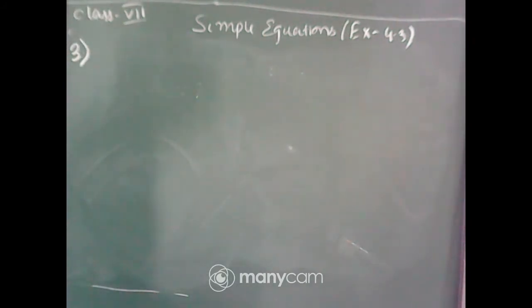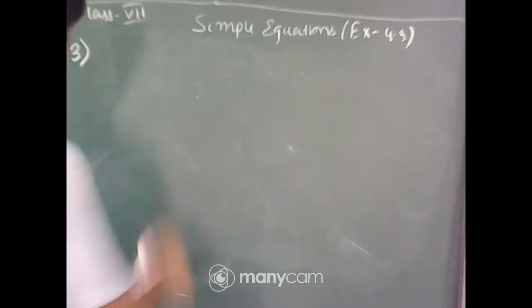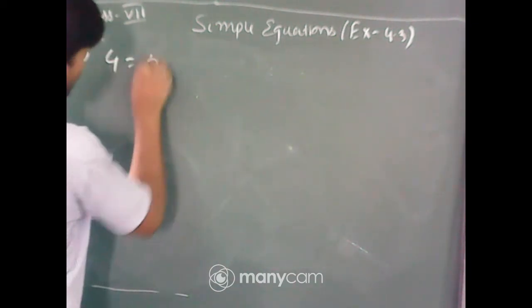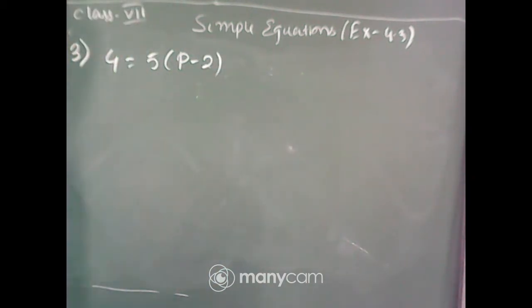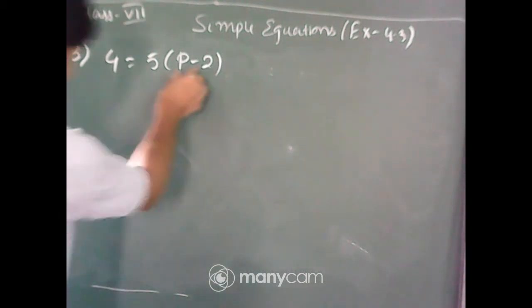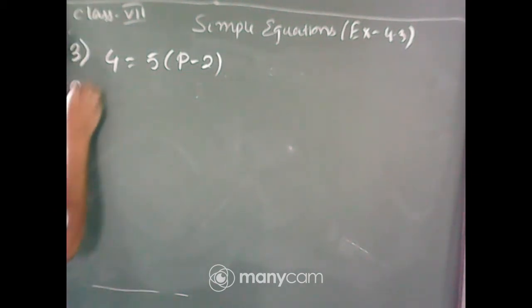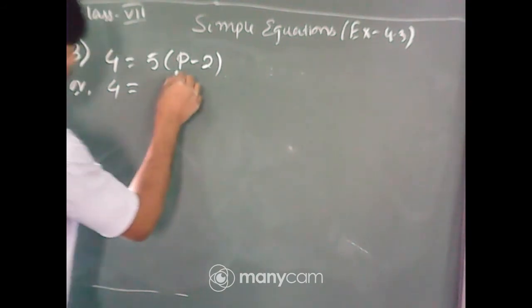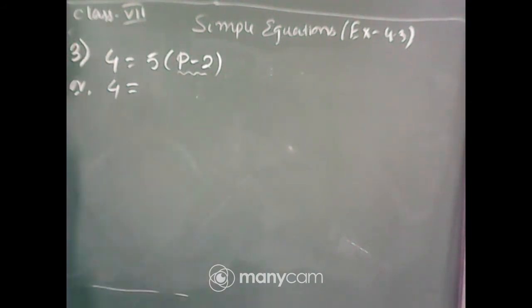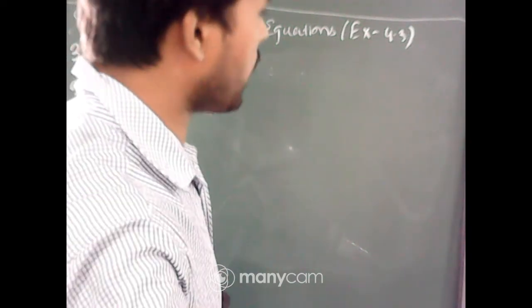Question number 3 is 4 equal to 5 into p minus 2. From this equation we have to find out the solution. Okay, so first remove the bracket. Removing the bracket, we have to multiply all the terms in the expression by 5. Now you tell me what will be the result if I multiply p minus 2 by 5.